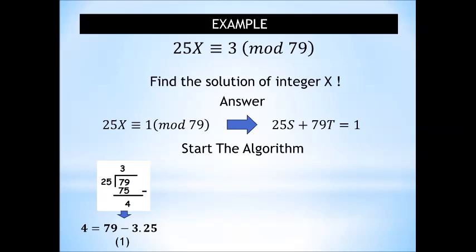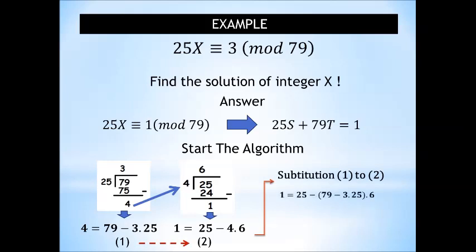Second, we divide it again, 25 by 4. The result is 6, and the remainder is 1. We just stop here because the remainder is 1. So, from this divisibility, we get 1 equal to 25 minus 4 times 6. Now we just substitute equation 1 into equation 2.